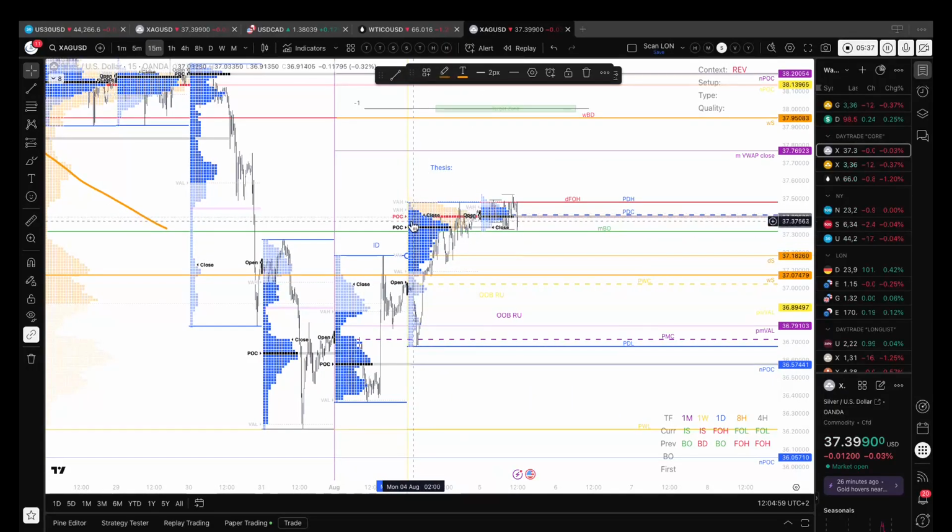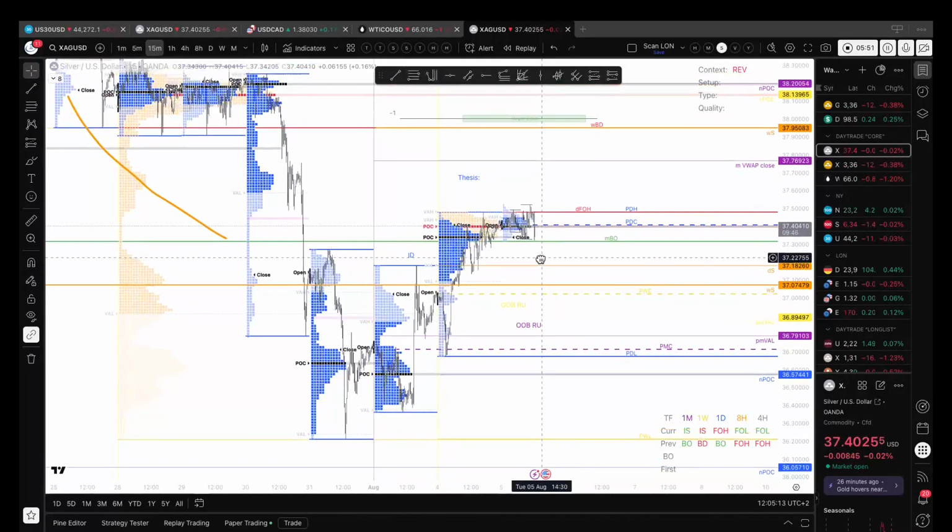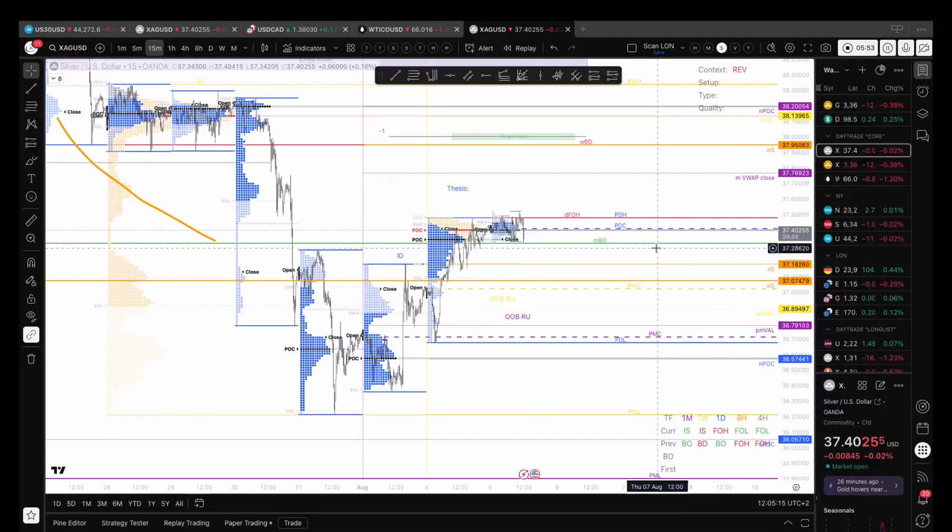We have a daily out of balance, no, breakout close. The opening was inside the value area, so there is no out of balance on the daily. So that's more or less it. Yesterday we had a breakout close, built up value here.